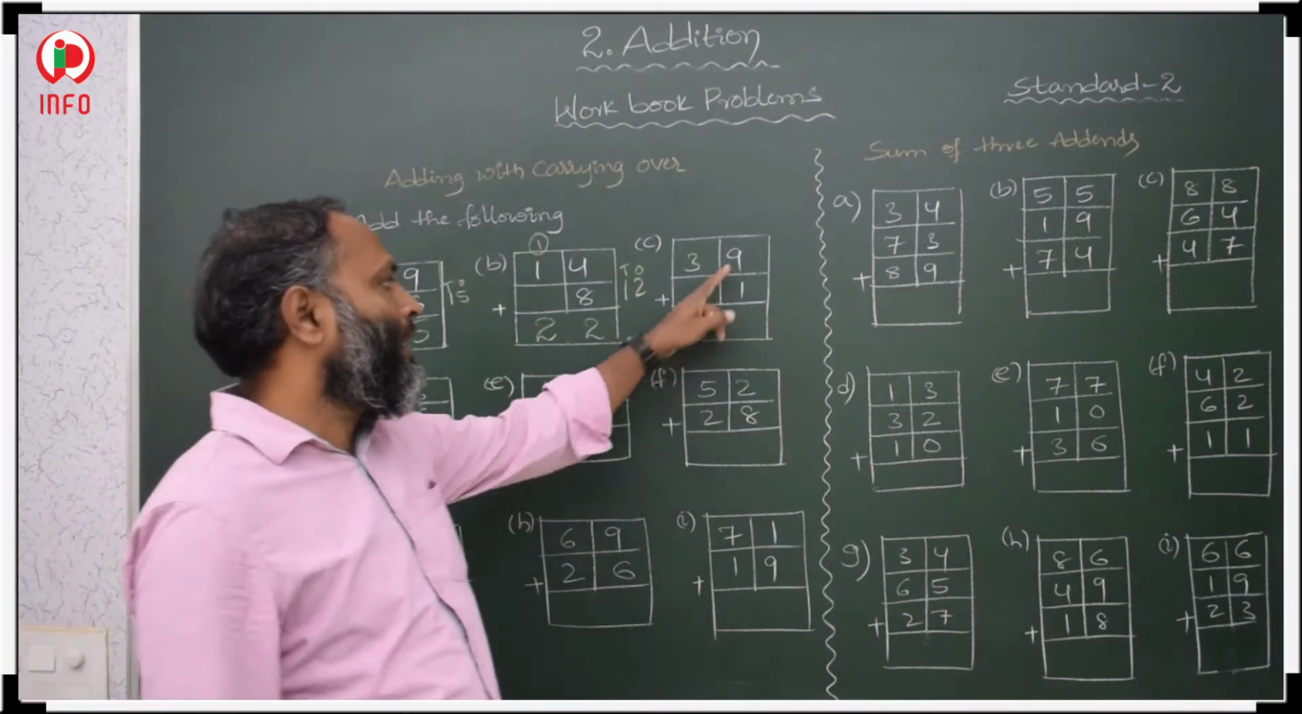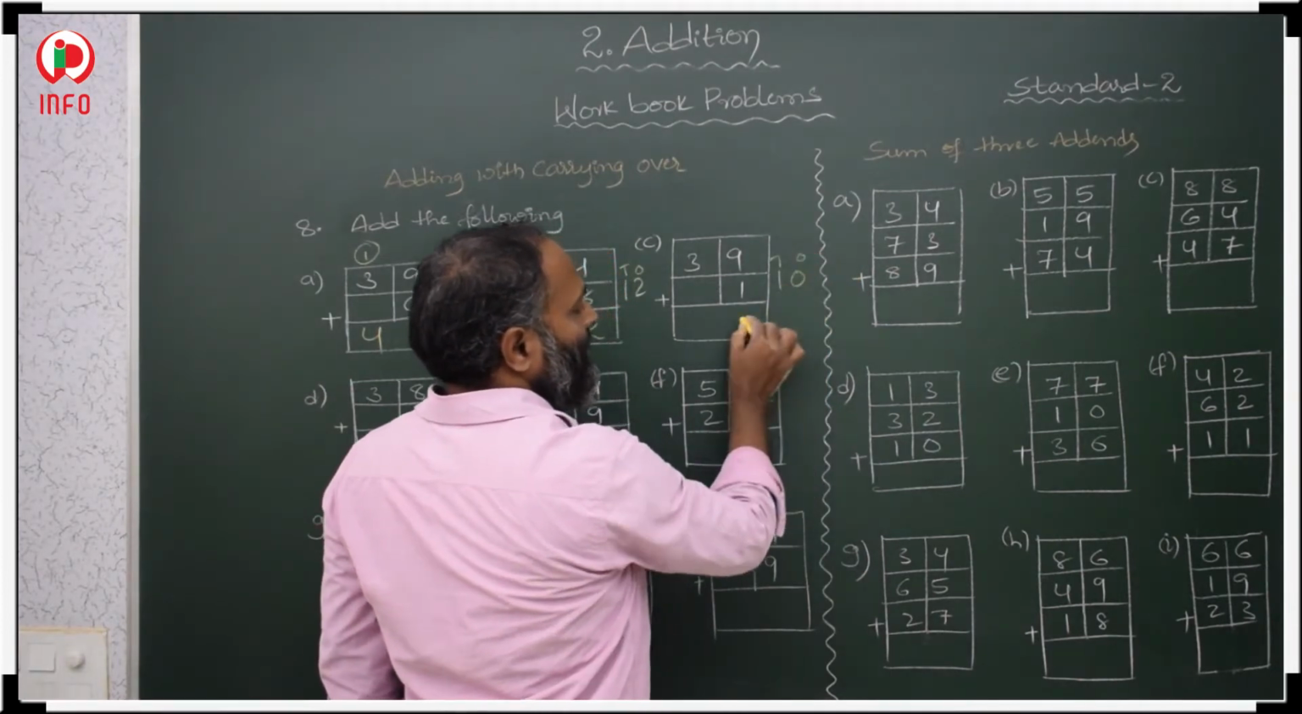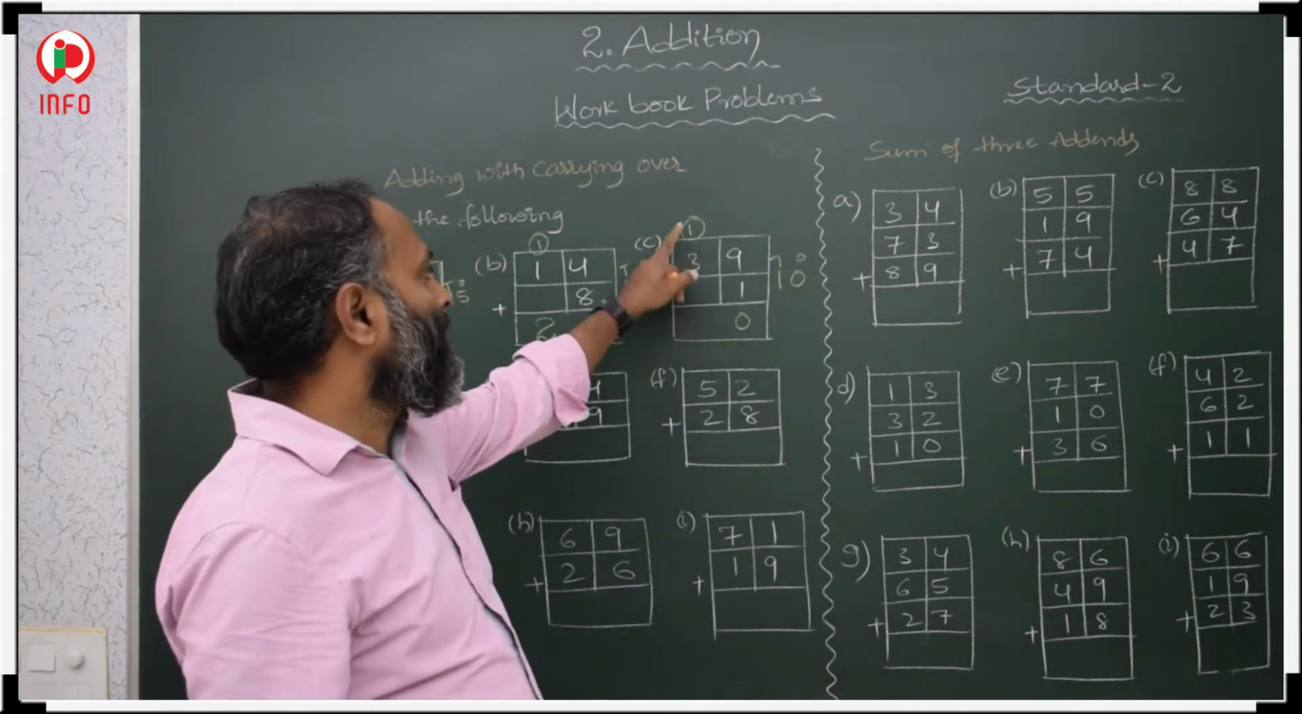In the same way, 9 plus 1, 10. 10 means this is ones, this is tens. 0 is in the ones place, this 1 is in the tens place. 3 plus 1, 4.